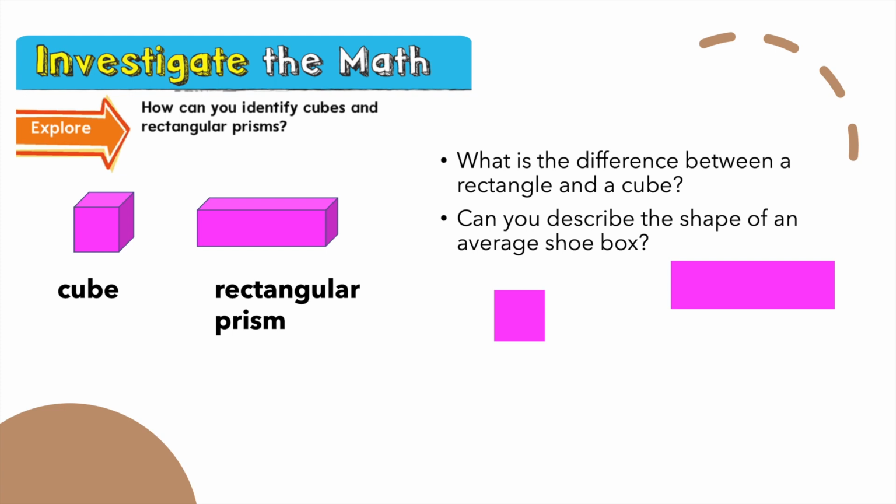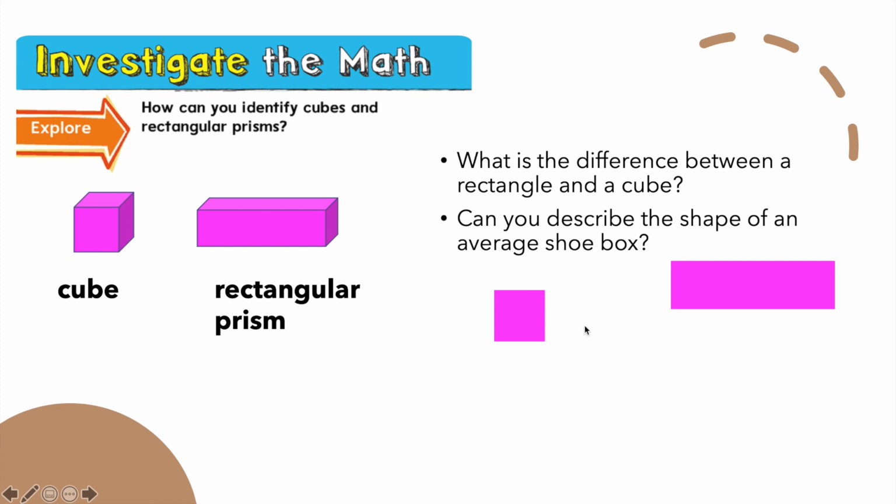How can you identify cubes and rectangular prisms? If you look at the screen, we have a cube and we have a rectangular prism. What is the difference between a rectangle and a cube? The difference is that this is a 3D shape. You can touch it, you could feel it. This right here is a 2-dimensional shape that is flat.